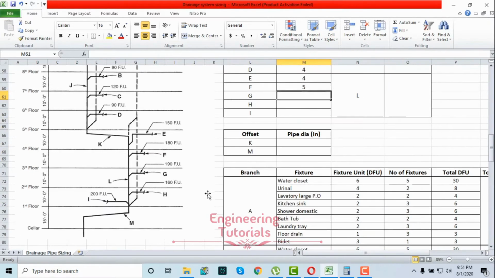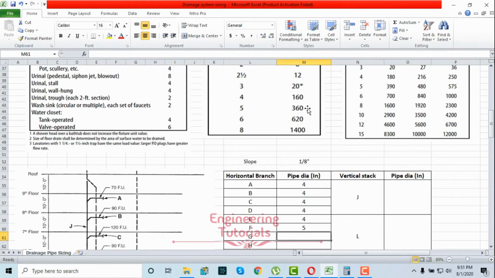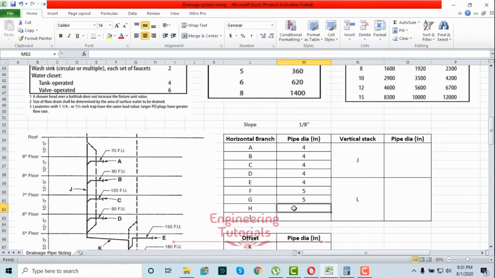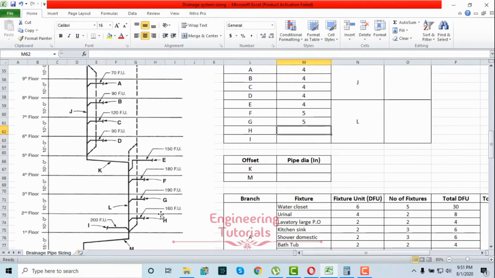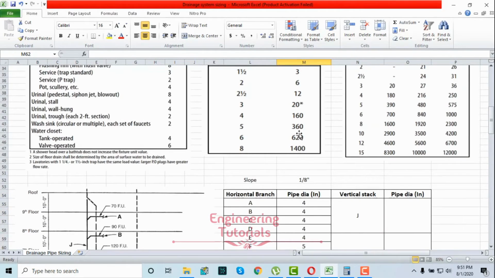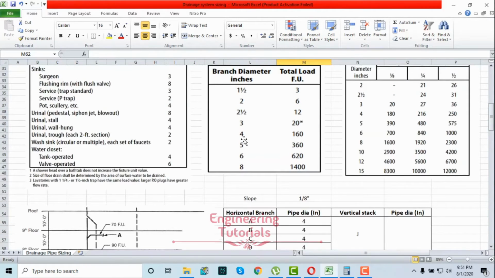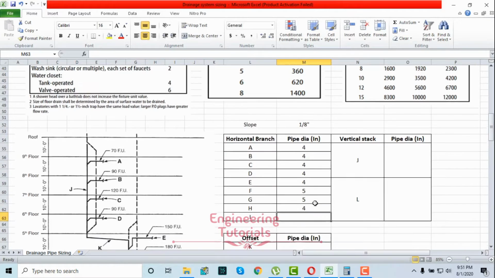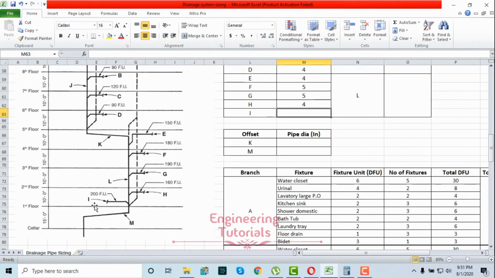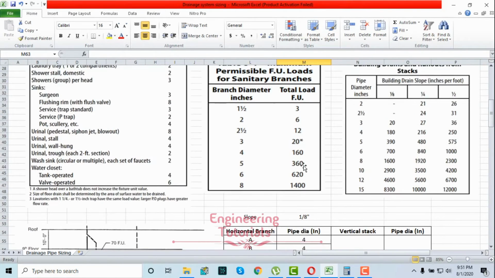G is 190, 190 is also less than 360. We'll go for the higher value, that is 360, which is 5 inches. H is 160, and 160 is here, 4 inches. And then I, you can see, is 200 fixture units. 200 fixture units is in between 160 and 360, so 360, that is 5 inches.